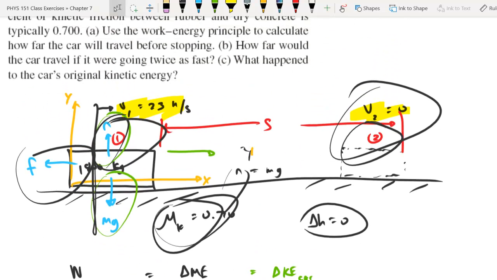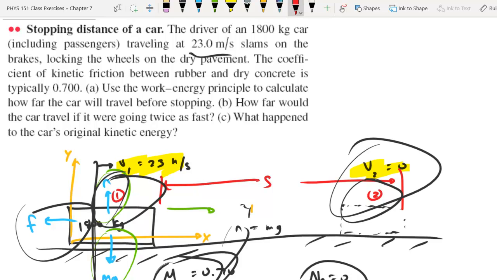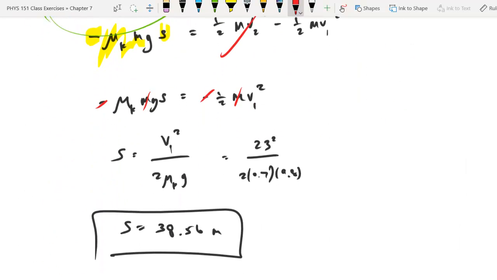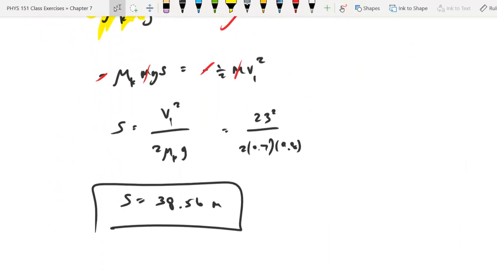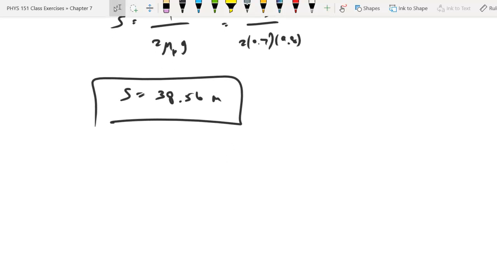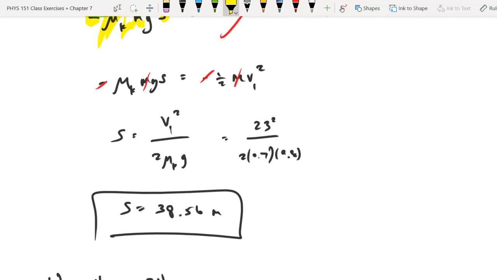There's a part B to this that says how far would the car travel if we're going twice as fast? And this is where energy analysis, aka the work energy theorem, really shines. So in part B, what happens if our speed goes to twice the speed, right? Well, I have this kind of nice little thing here. What happens to my distance if I double the speed?